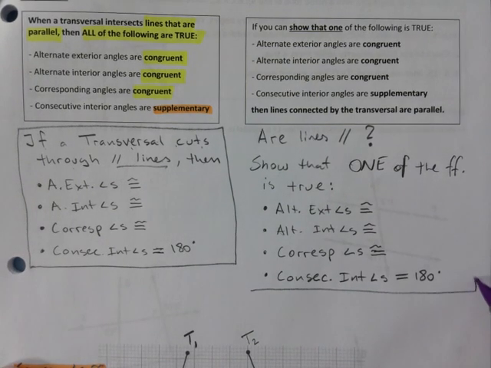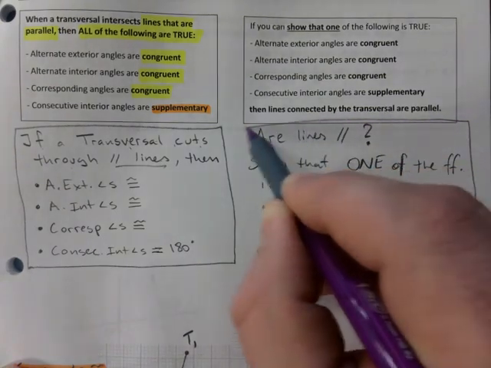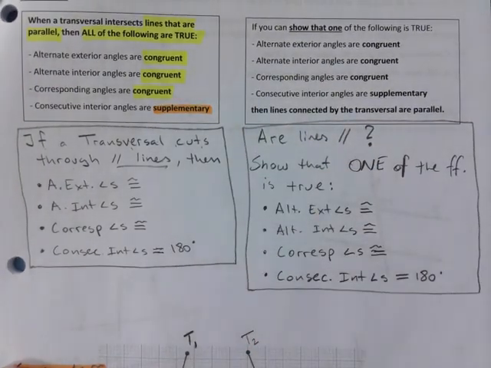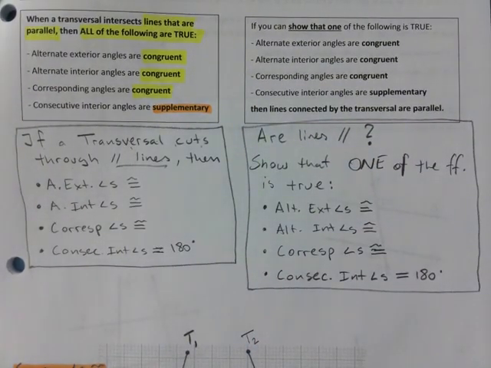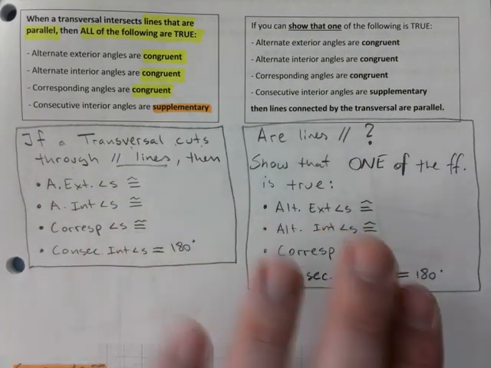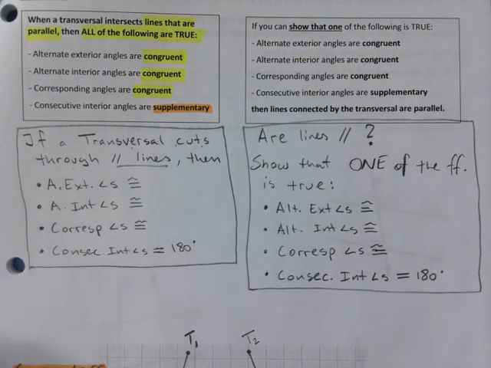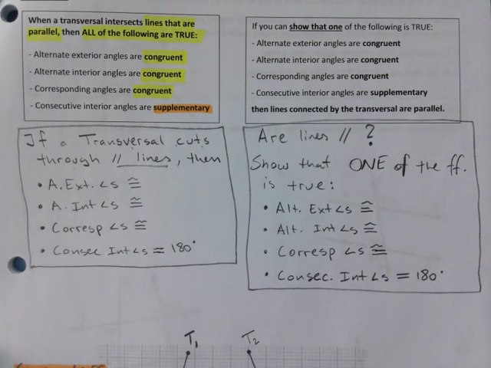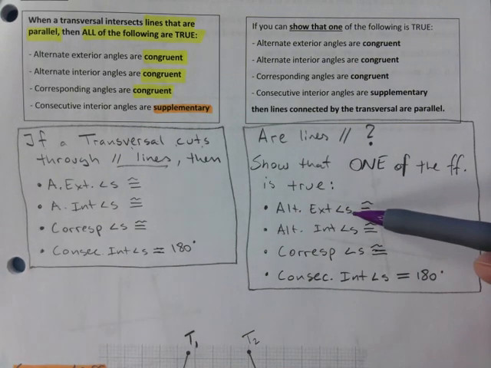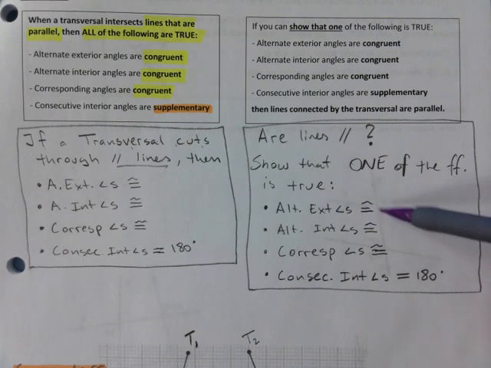So here it is. It goes both ways. It's like the converse of this, right? So you just need to show that one of these is true. Boom, you can say lines are parallel. However, if you see alternate exterior, you're like, yeah, these two are called alternate exterior, and they are not congruent, then you're like, lines are not parallel. So it goes both ways.